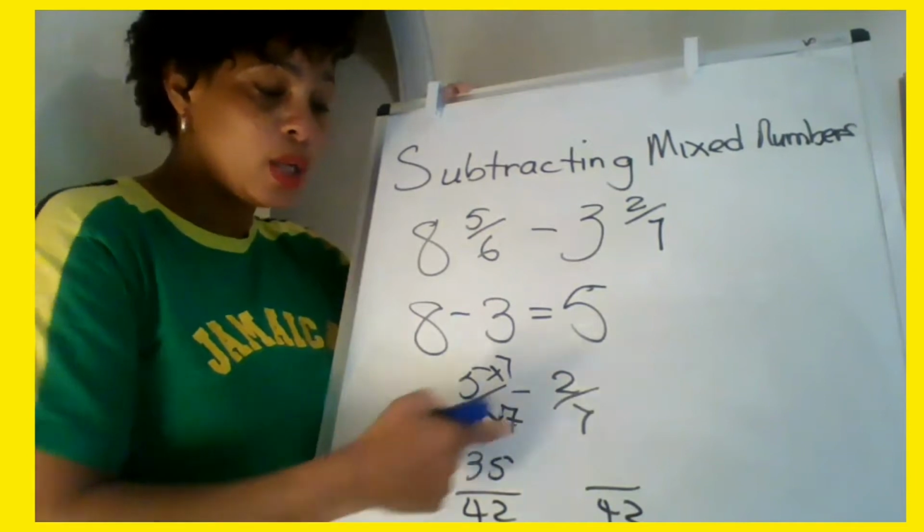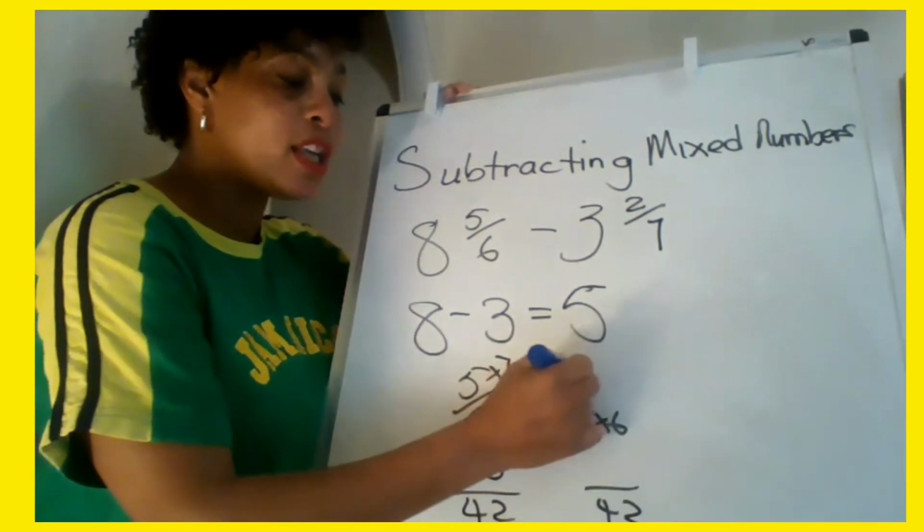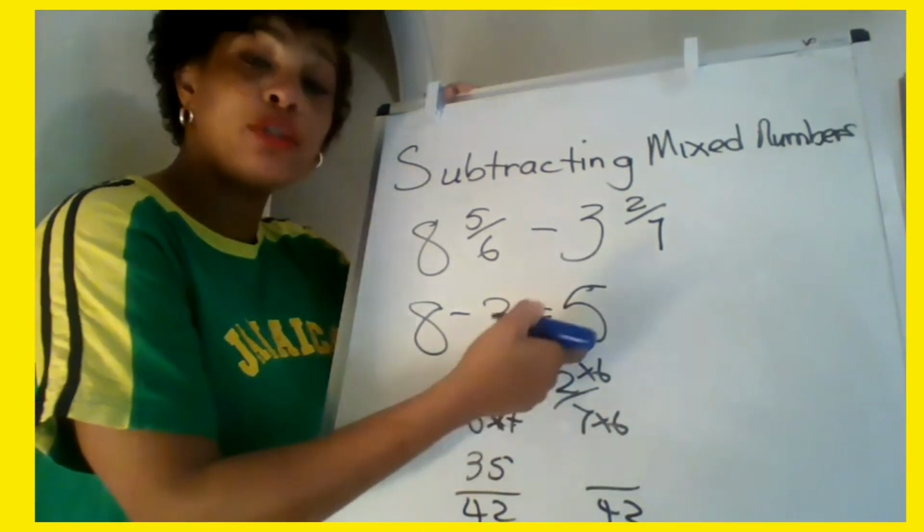Let's come over this side. What do I do to 7 to get to 42? I times it by 6. Now I'm going to do equivalent fractions. Whatever I do to the bottom, I have to do to the top.